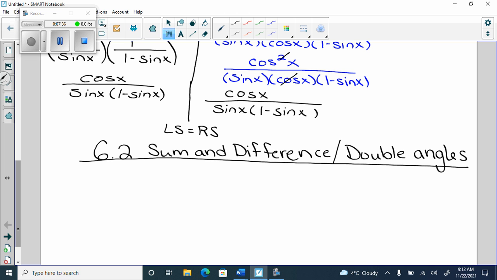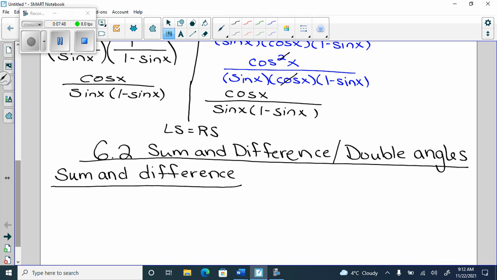So we're going to do sum and difference first. These are your sum and difference formulas. They're on your formula sheet, but we're going to write them out so that we understand them. So we're going to write out one formula, then we're going to use the formula. Then we're going to write out one formula, then we're going to use the formula.